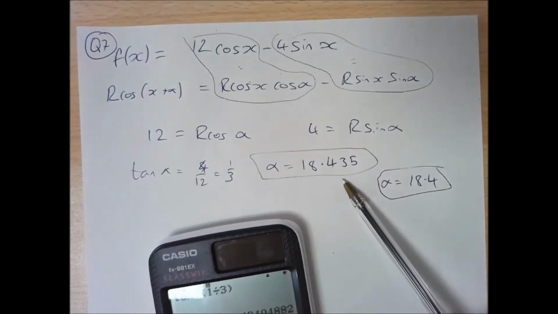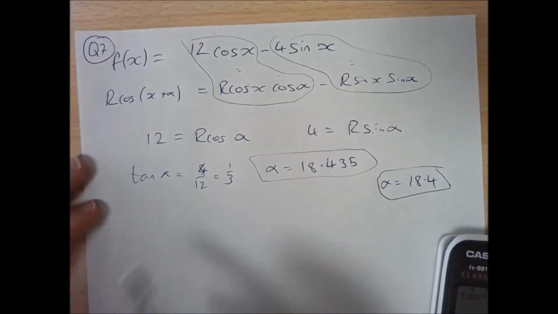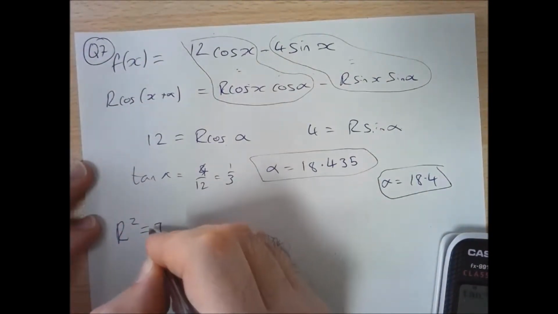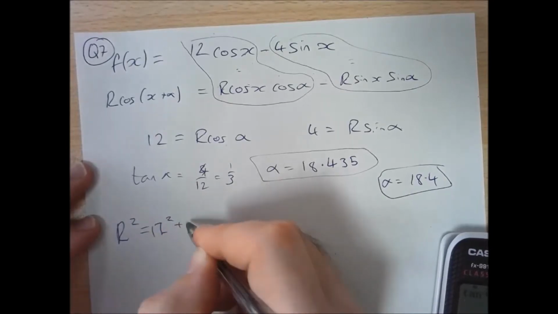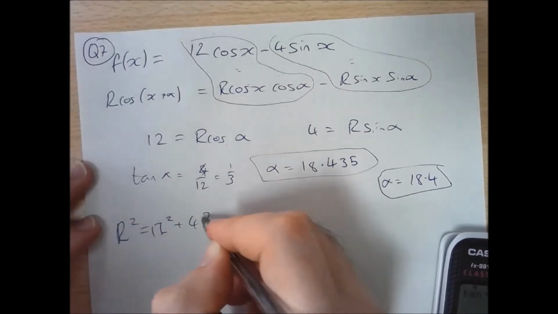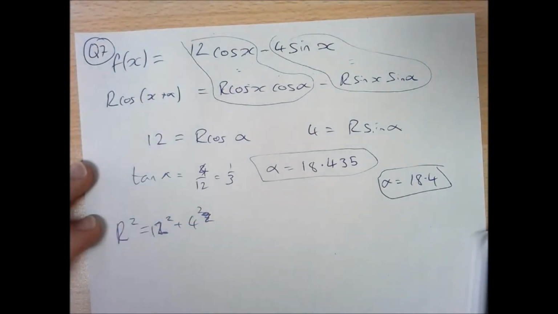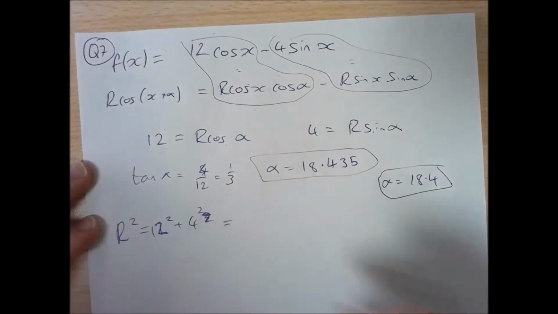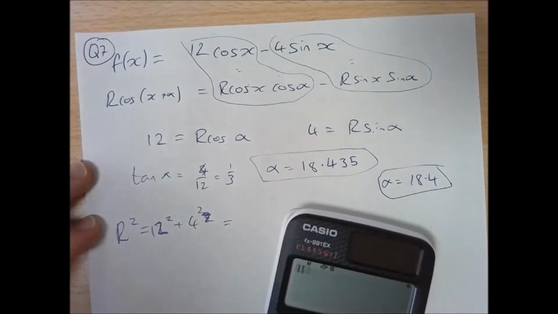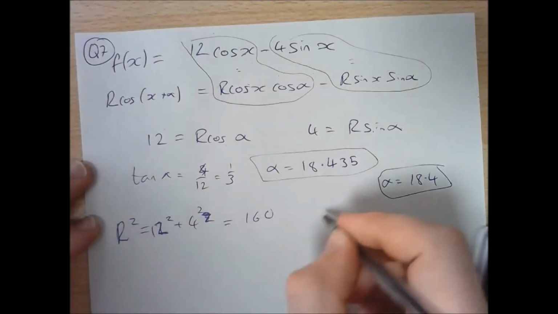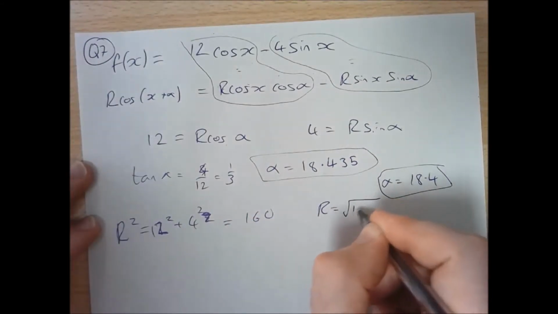We can also find r by doing r squared equals 12 squared plus 4 squared. So we get 12 squared plus 4 squared, 160. So r equals square root 160.